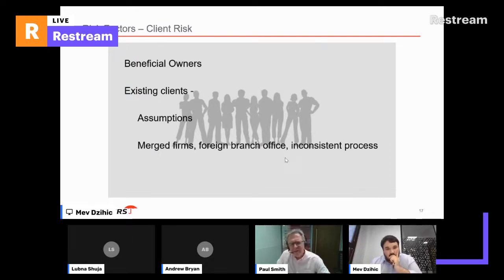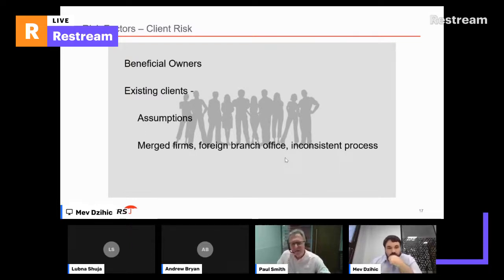Some further client risk factors, beneficial owners. Risks here, you need to be confident you know who your client is, why they're asking for your services. Any risk you do not should be duly considered. And also existing clients. Clients may be onboarded for relatively low risk work, and then that may be a way of bypassing due diligence or more stringent due diligence when more risky work is taken on in the future.